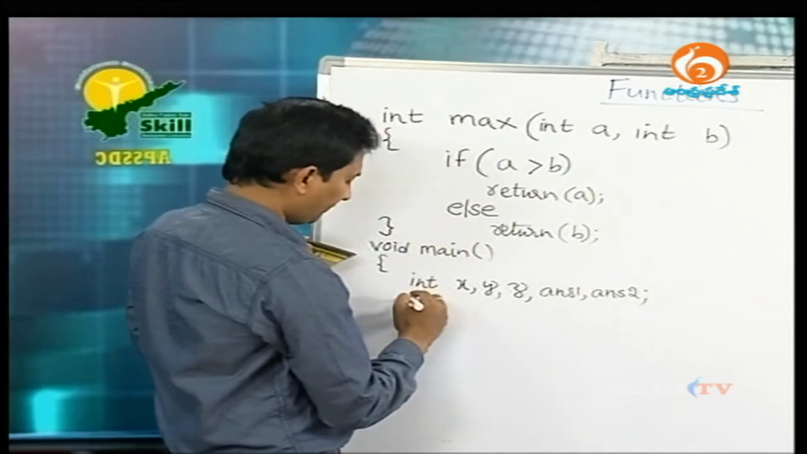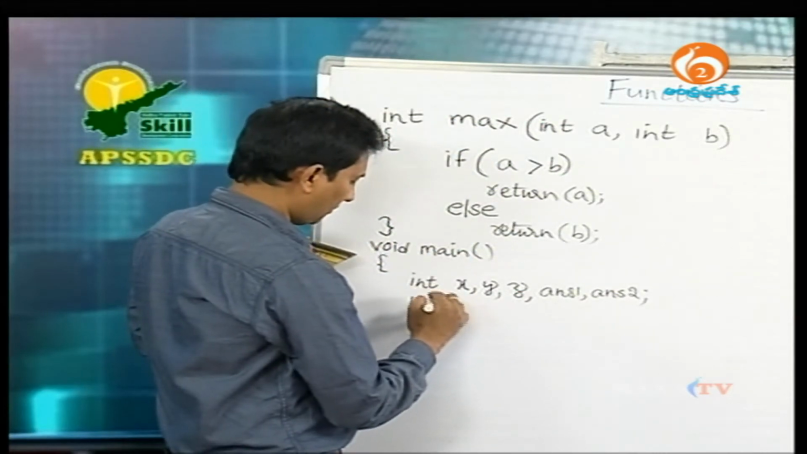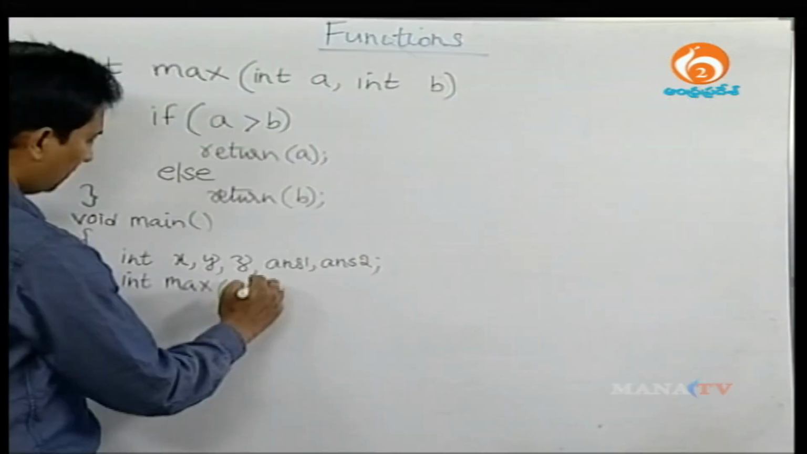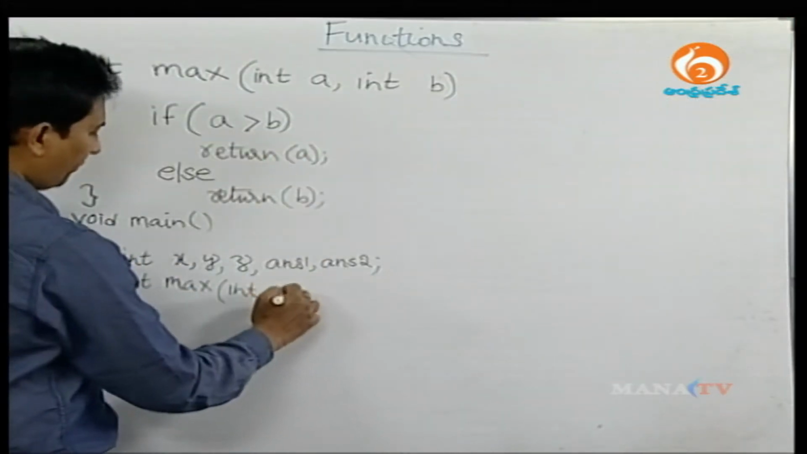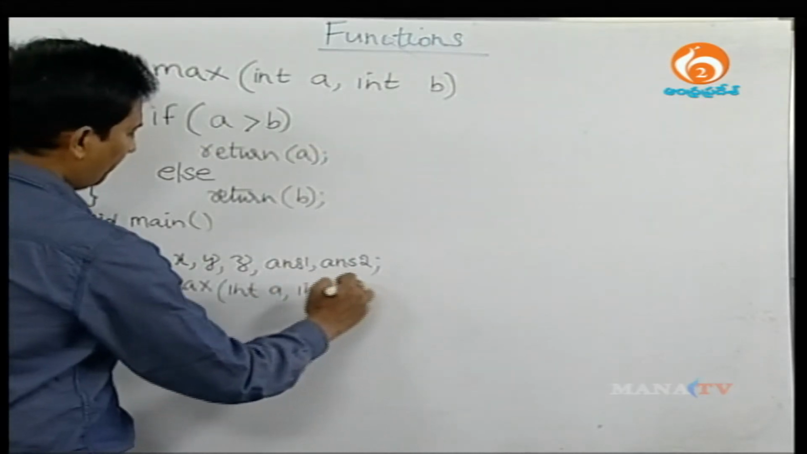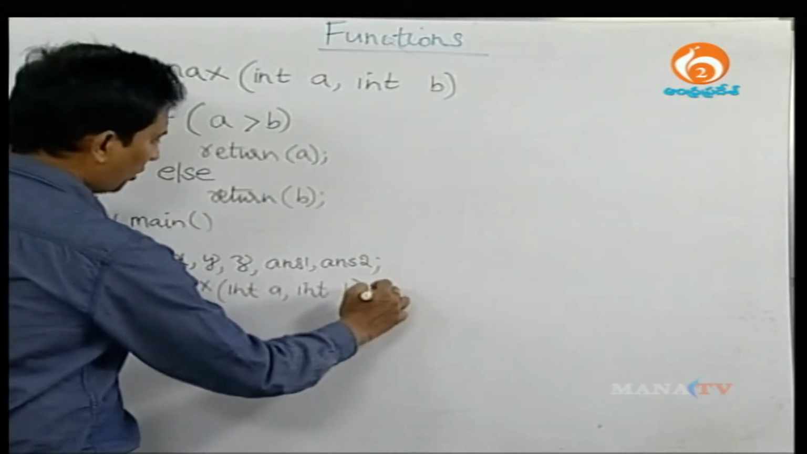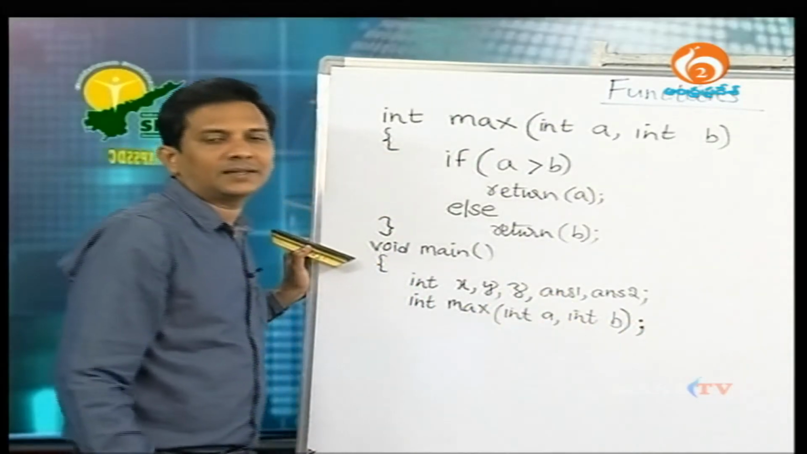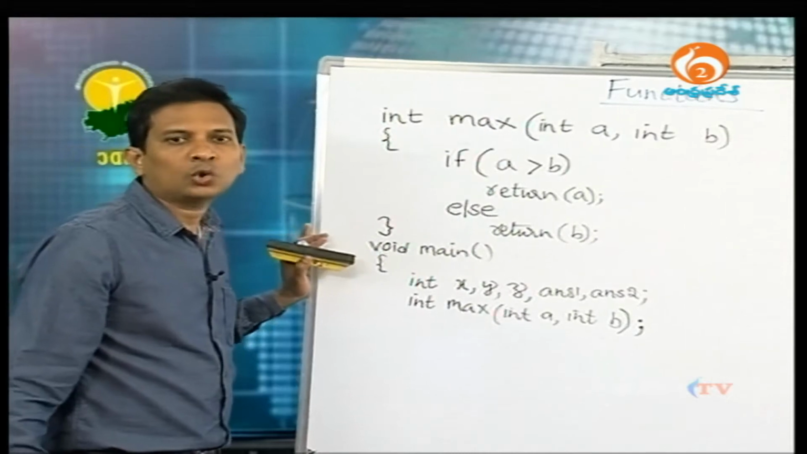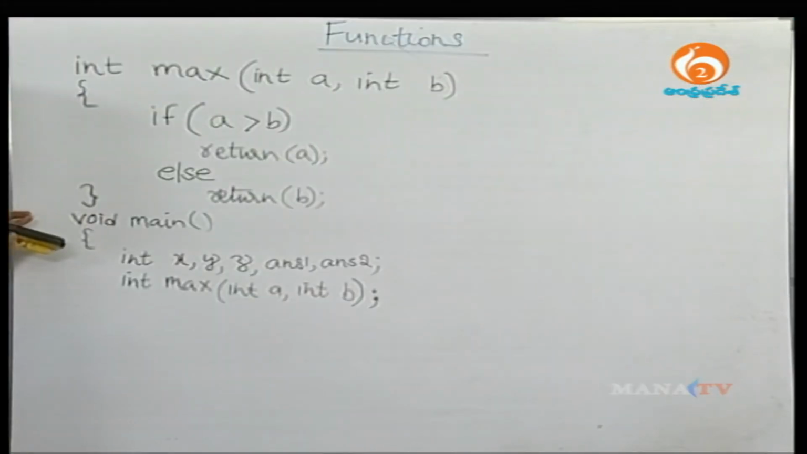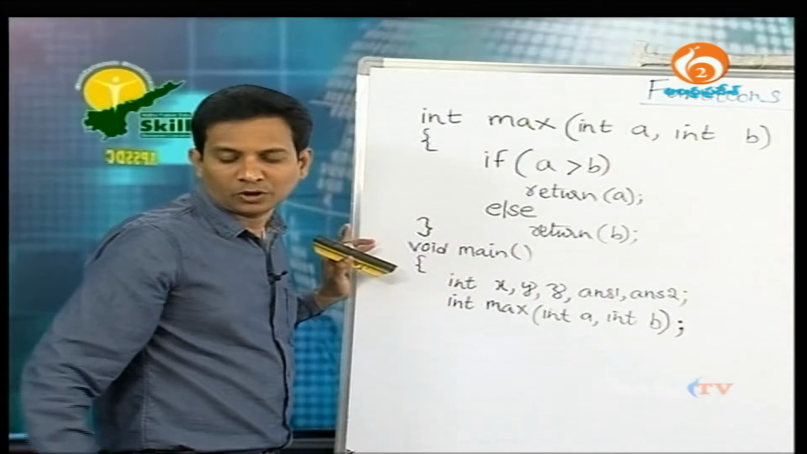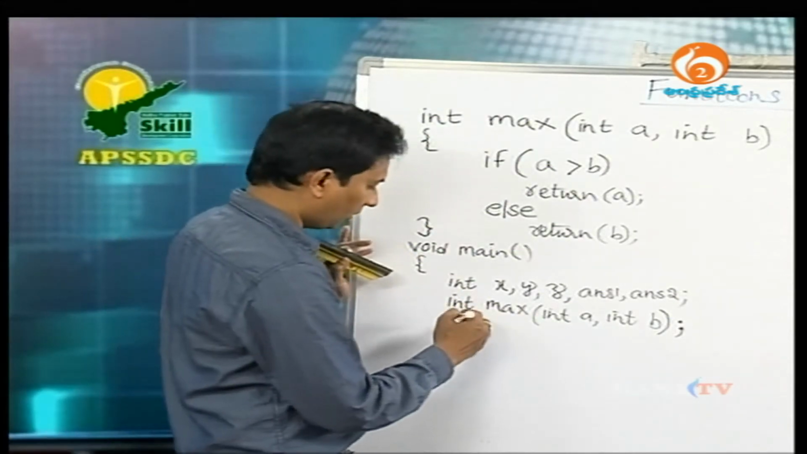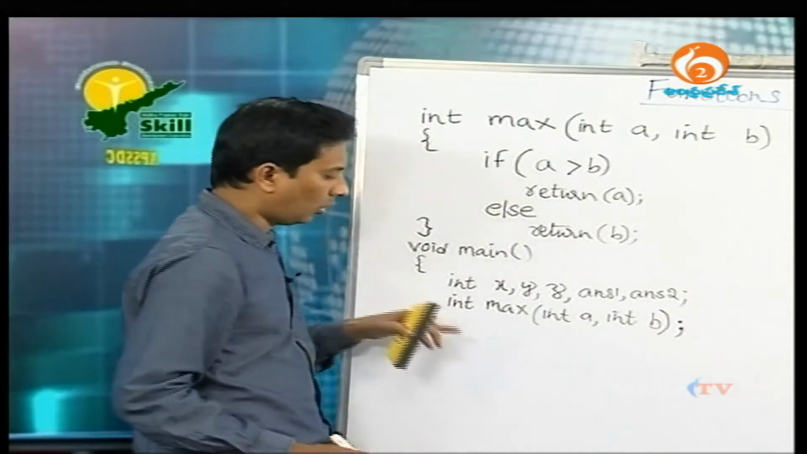int max(int a, int b); semicolon. This is the variable declaration, this is the function declaration. This function declaration is also called the function prototype. Next, here I have to call this function now.